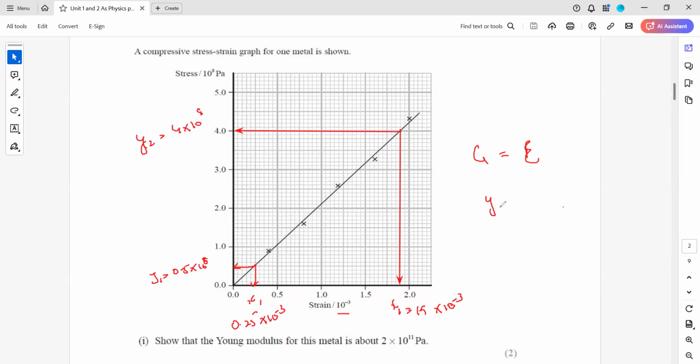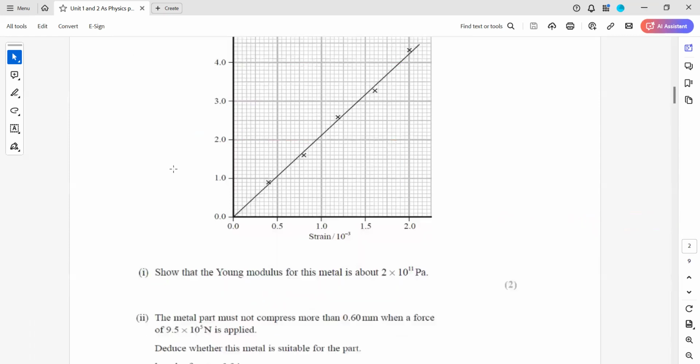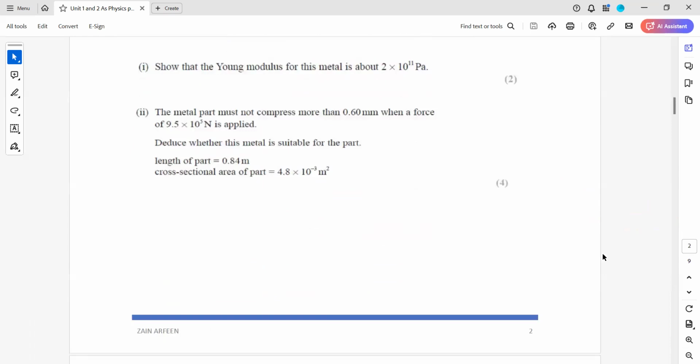So when you use the formula for gradient, y2 minus y1 over x2 minus x1, y2 is 4 into 10 to the power 8, y1 is 0.5 into 10 to the power 8, x2 is 1.9 into 10 to the power minus 3, and x1 is 0.25 into 10 to the power minus 3. When you divide, you will get the exponent and the number in the range of 2 exponent 11. So on a stress and strain graph, if stress is on the y-axis and strain on the x-axis, the gradient represents the Young's modulus.